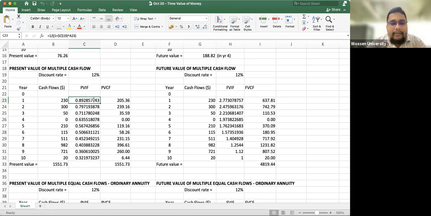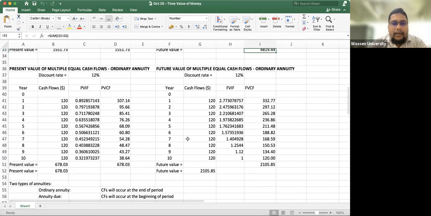And then if you multiply the present value interest factor with the cash flow, you get the present value of that individual cash flow. And if you do that accordingly, if you add all those, then you get the present value of the total set of the cash flows. Similarly, you do for future value.